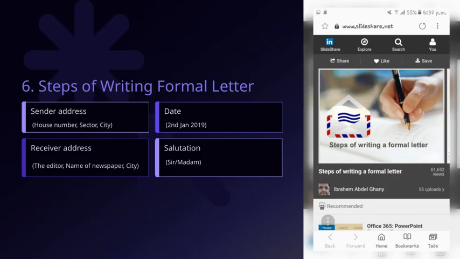Then we have the date, which should be written clearly, for example, 2nd Jan 2019. Including the date is essential because it indicates when the letter was written and helps with record keeping.